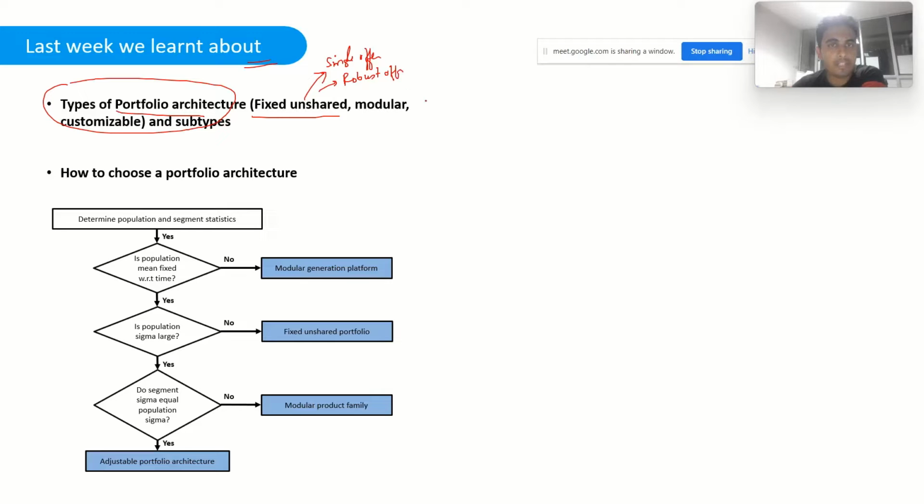Similarly, there is modular portfolio architecture, which can be modular family architecture, modular family, then modular generation, and then we have the consumable, standards, and parametric.